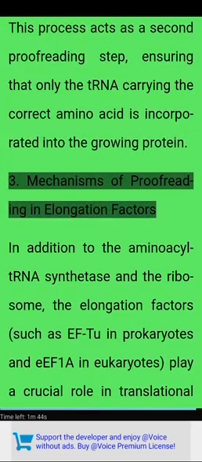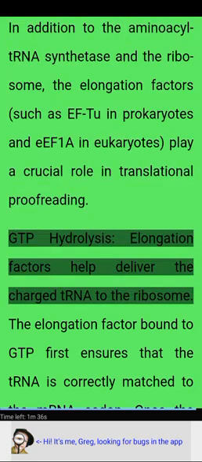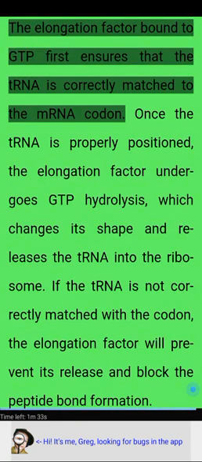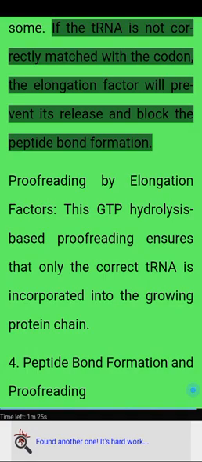3. Mechanisms of proofreading and elongation factors. In addition to the aminoacyl tRNA synthetase and the ribosome, the elongation factors such as EF-Tu in prokaryotes and EF1A in eukaryotes play a crucial role in translational proofreading. GTP hydrolysis. Elongation factors help deliver the charged tRNA to the ribosome. The elongation factor bound to GTP first ensures that the tRNA is correctly matched to the mRNA codon. Once the tRNA is properly positioned, the elongation factor undergoes GTP hydrolysis, which changes its shape and releases the tRNA into the ribosome. If the tRNA is not correctly matched with the codon, the elongation factor will prevent its release and block the peptide bond formation.